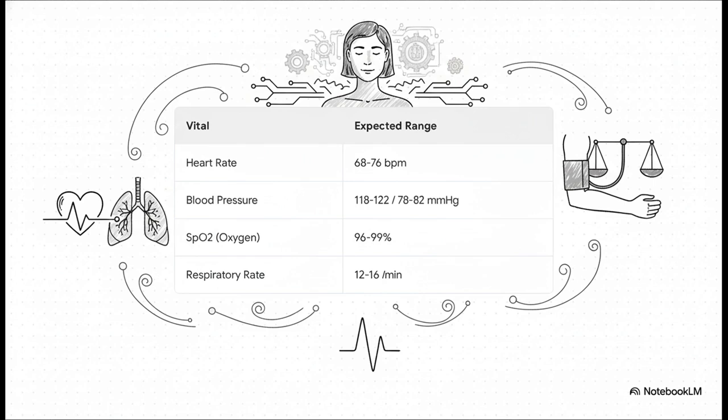Look at these vitals: heart rate, blood pressure, oxygen. They all settle right into normal, healthy ranges. And the key thing here is that nobody programmed it to do that. It's the natural, emergent outcome of all those separate systems just working together.